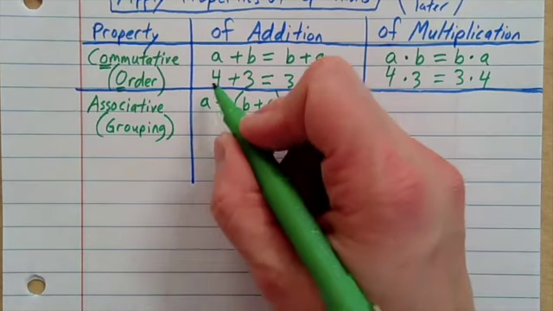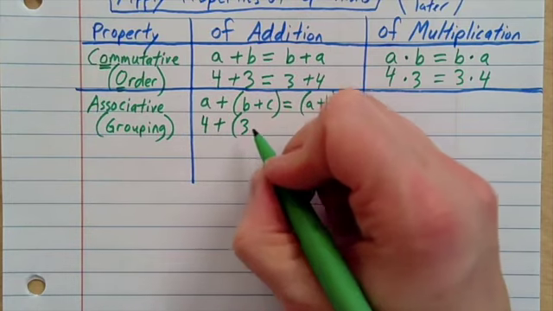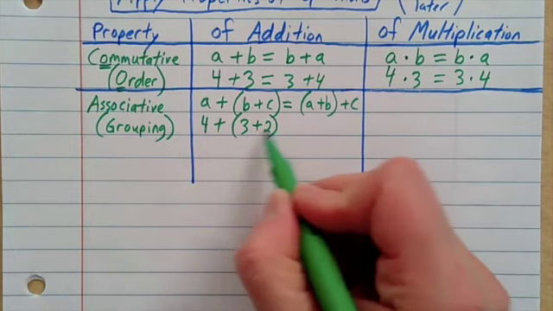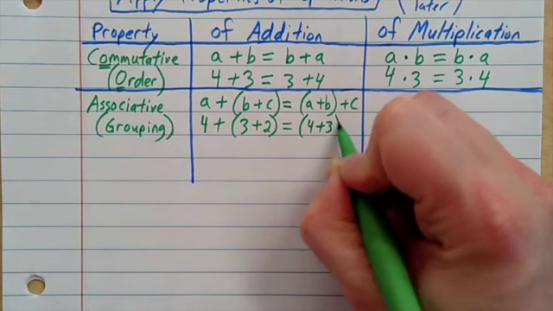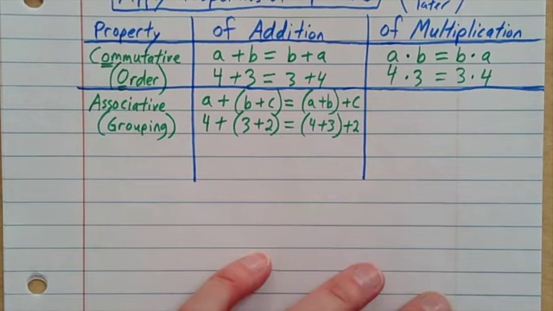It works the same with numbers. Let's use the same numbers: 4 for A, 3 for B, and 2 for C. So is 4 plus the 3 plus 2 that you added together the same thing as adding the 4 plus 3 together and then adding 2? Yes. You can group them in different ways and you still get the same answer.